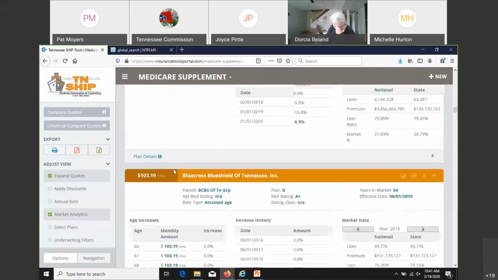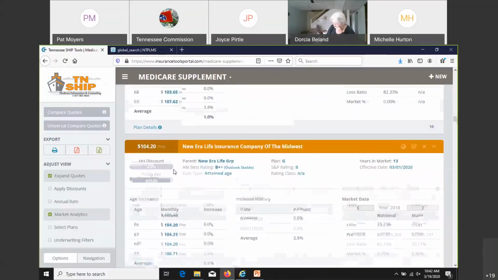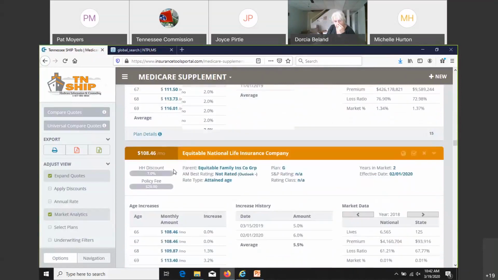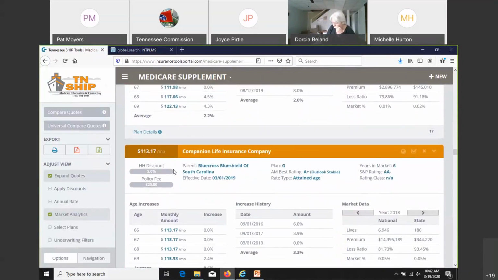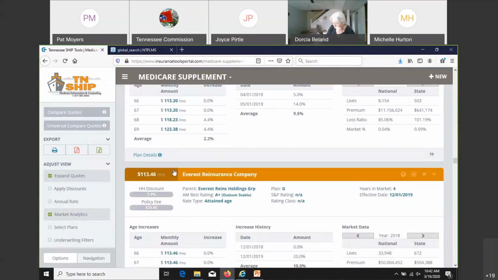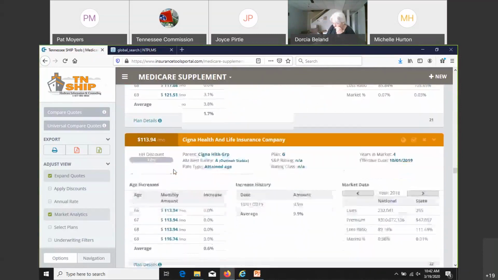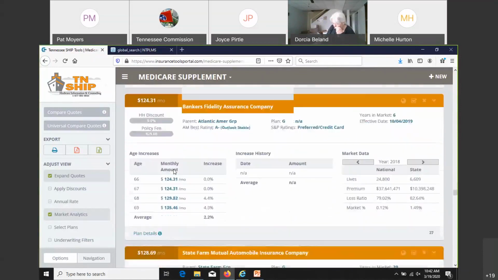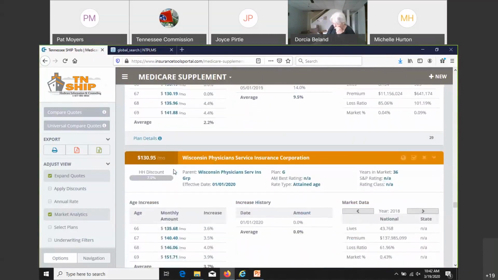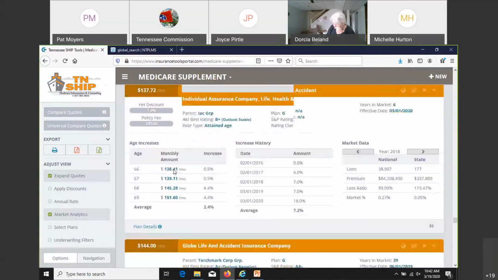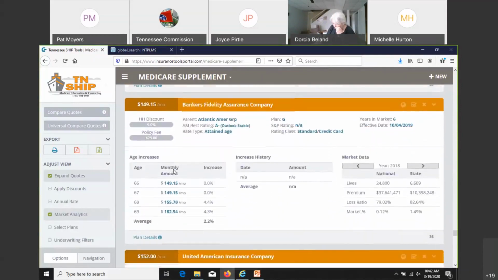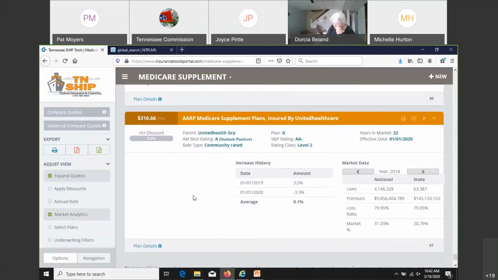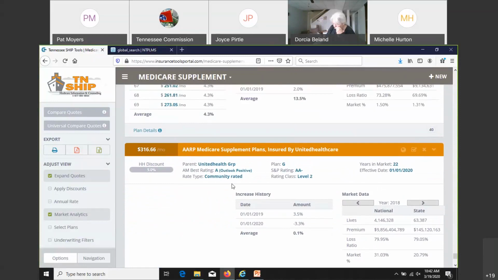Attained age, community rated, attained age. There should be an issue age in here somewhere as well. But you'll notice that attained age makes up about 98 or 99% of the supplemental market, with usually only about 1 or 2 community rated or issue age plans in any given letter of Medigap policies here. There's another community rated. That one's $316.66 a month.